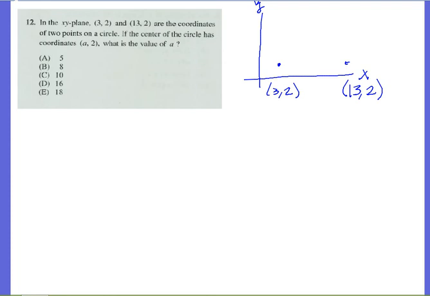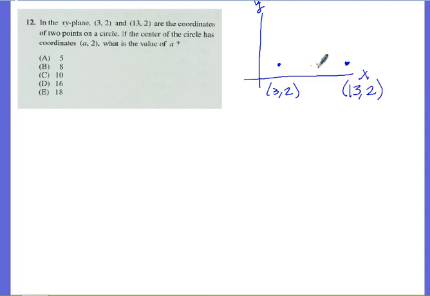So these are 2 points on a circle. If the center of the circle, which we don't actually know where it is, has coordinates a, 2, what's the value of a? Alright, so now I'm going to look at the center, which was a, 2. What's interesting is they gave you this problem. SAT problems should only take about a minute, at most a minute and a half. So, as a result, I can tell that there must be some kind of trick to this question.